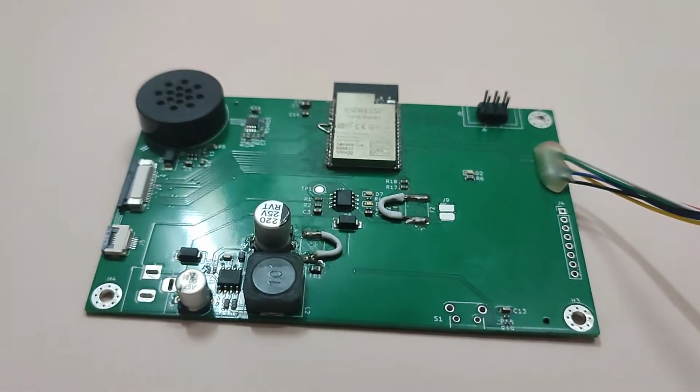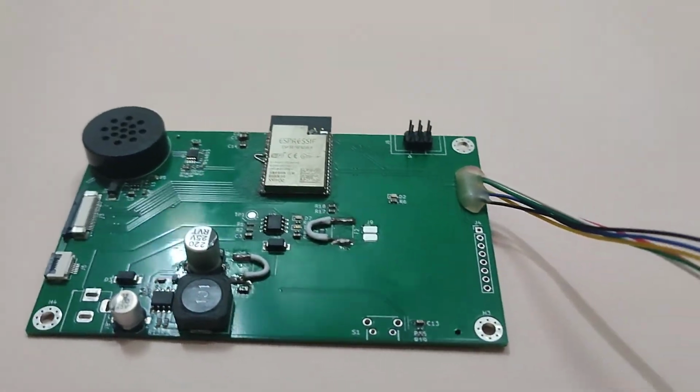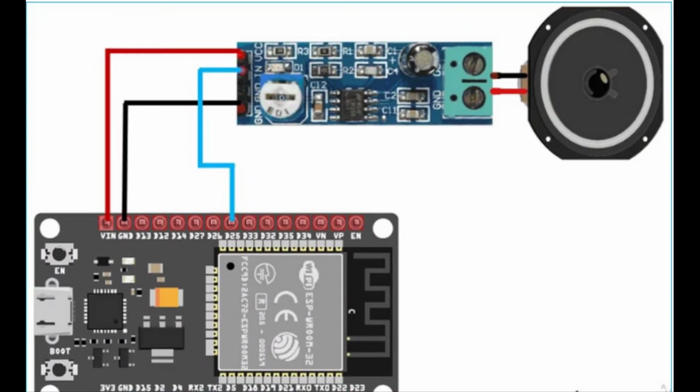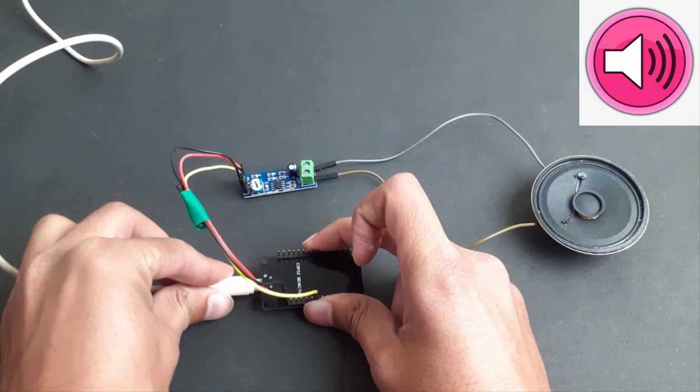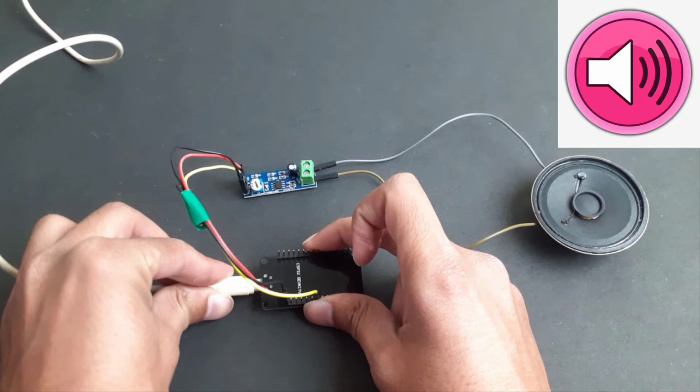In this project ESP32 based audio player, we have connected one of the DAC pin of ESP32 to amplifier and two terminals of speaker to amplifier. The audio output may not be loud, but this application shows the ability of the ESP32 board to play audio files.